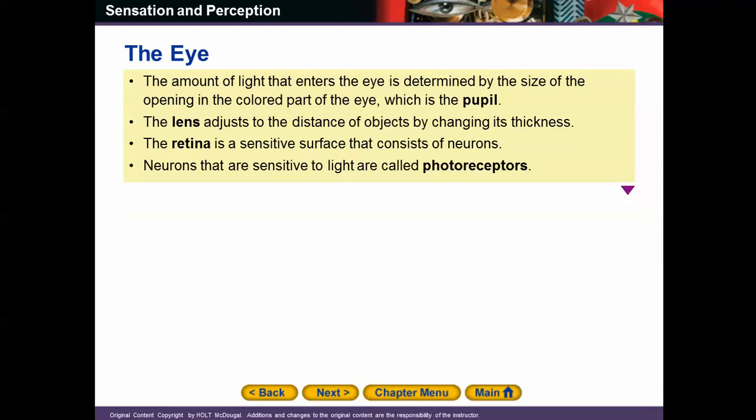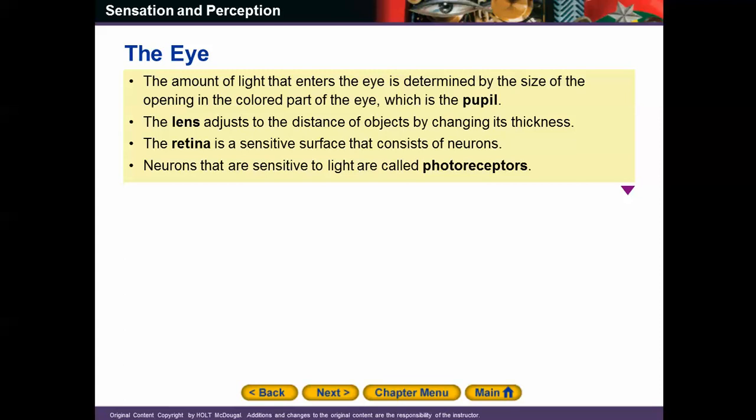We're going to talk a lot about the different parts of the eye, but the amount of light that enters the eye is determined by the size of the opening and the colored part of the eye. And this is the pupil. And you know what your pupils are. The pupil is actually controlled by the iris, and that's the muscle that controls the dilation of the pupil. The lens adjusts the distance to objects by changing its thickness.